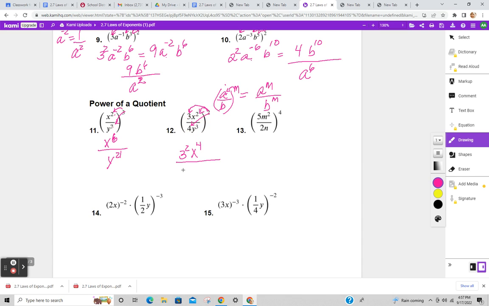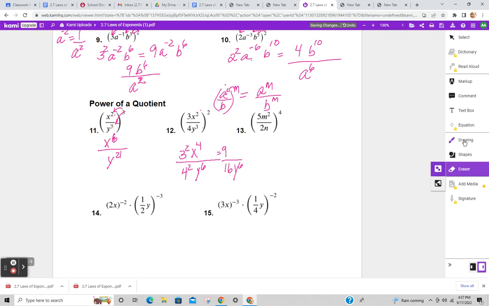Distribute the 2 to the 4, so we'll have 4 squared, and distribute the 2 over here to this factor, we'll have y, 3 times 2 is 6. Let me erase everything so you can see. All right, we can simplify this some more. 3 squared is 9, x to the 4th, and 4 squared is 16, y to the 6th power. Let me fix this. This is x to the 4th.